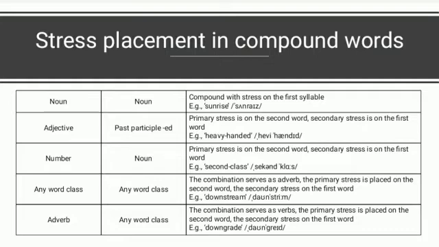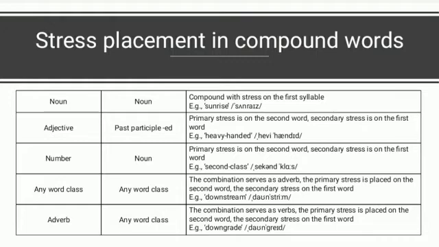Next is the compound word with an adjectival first element and the participle -ed at the end. This has the pattern with primary stress on the second word and secondary stress on the first word. For example, the word heavy-handed. So the secondary stress is on the first word, heavy, and the primary stress is on the second word, handed.